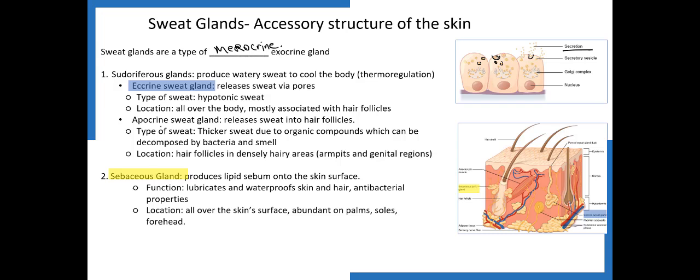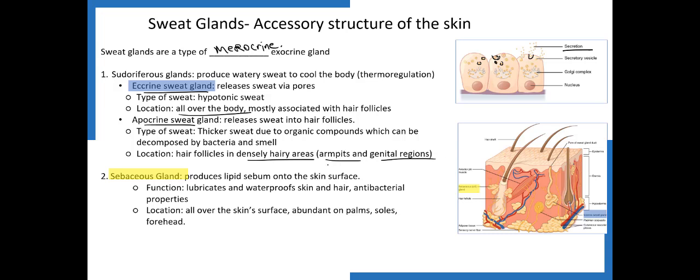sudoriferous sweat glands as well as sebaceous glands. So in terms of the sudoriferous sweat glands, you have eccrine sweat glands and apocrine sweat glands, and they're slightly different, right? The more common ones are the eccrine sweat glands, which are found all over the body, mostly associated with hair follicles, whereas the apocrine sweat glands are found in densely hairy areas like the armpits or the genital regions.